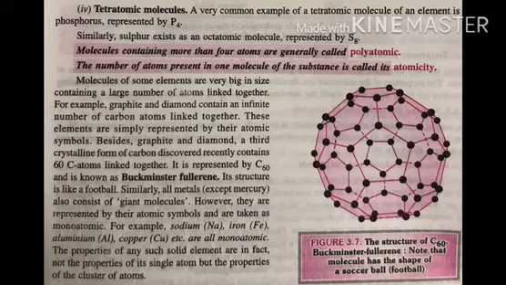Similarly, all metals except mercury also consist of giant molecules. However, they are represented by their atomic symbols and are taken as monoatomic. For example, sodium Na, iron Fe, aluminium Al, copper Cu are all monoatomic. The properties of any such solid elements are in fact not the properties of a single atom but the properties of a cluster of atoms.